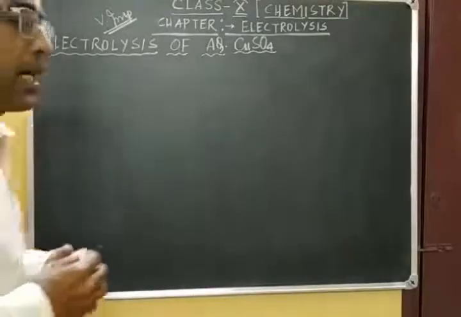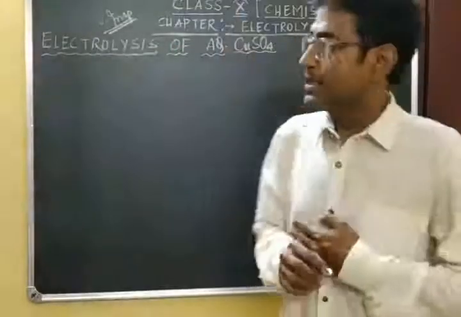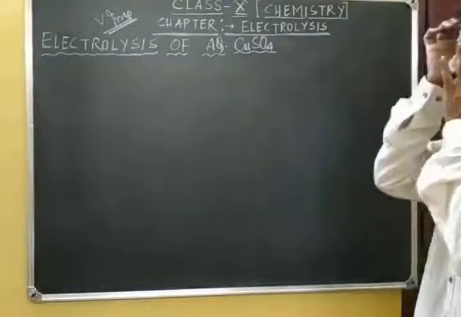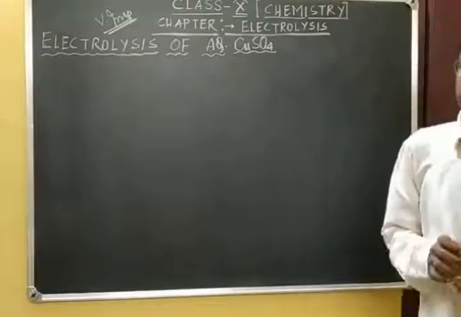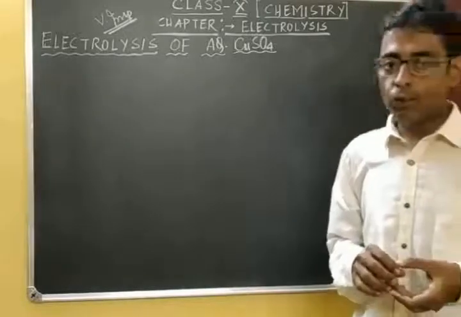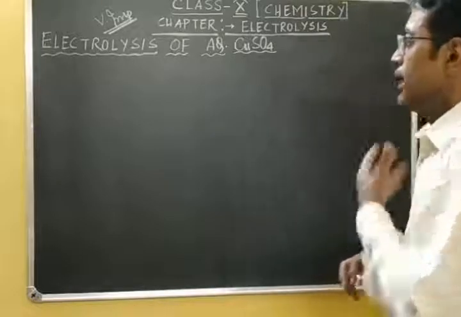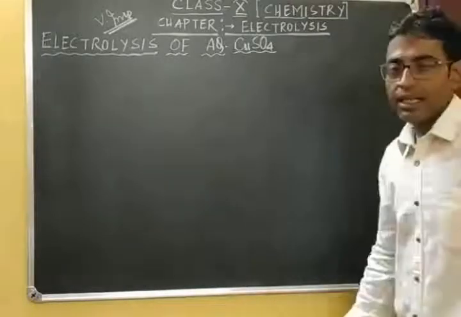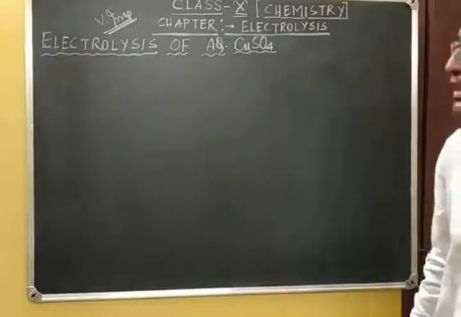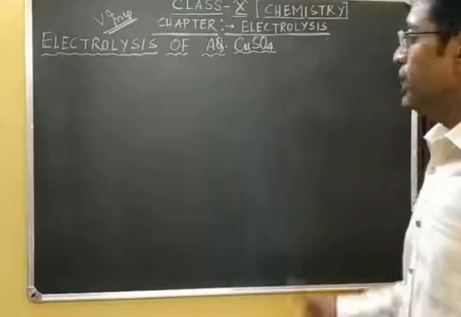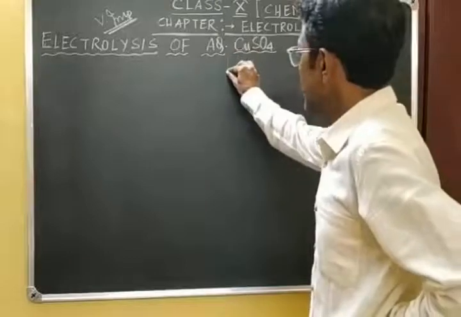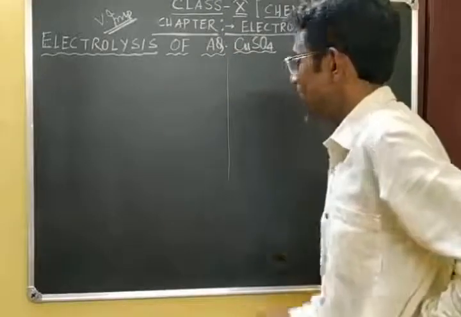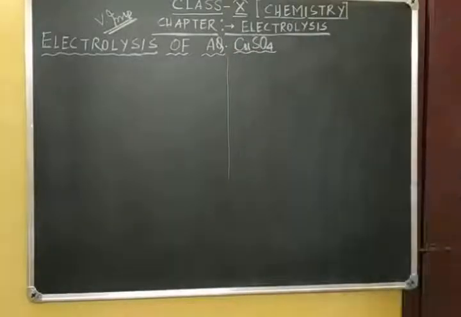This is also another important electrolysis. This is important because here you can see the electrode plays a very important role in the product. So electrolysis of aqueous copper sulfate means water and copper sulfate are present. So I am doing this in 2 ways. First of all, I am using a copper electrode and an inert platinum electrode.